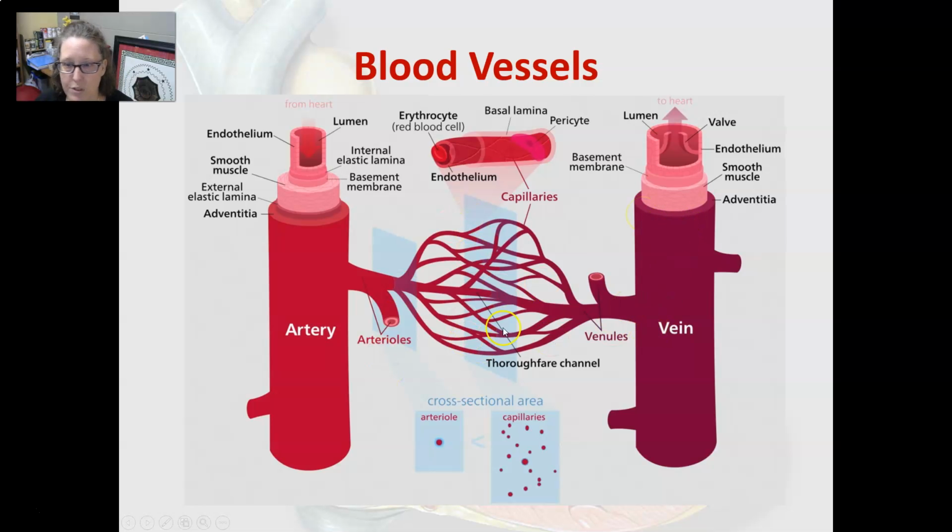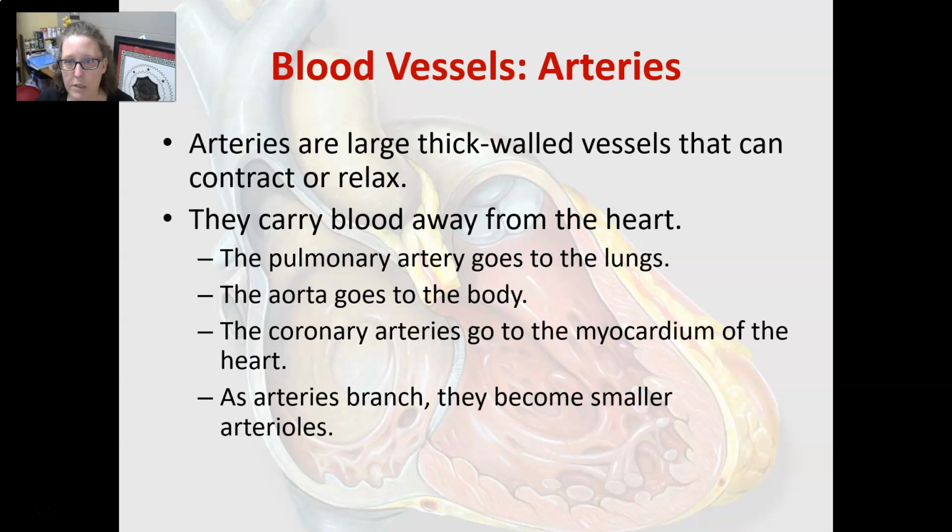And so some of it, of course, vein capillaries also have quite a bit of blood in them too. So let's talk about the arteries. So there are large, thick-walled vessels because they have more smooth muscle, and these have the ability to contract or relax. So they can change the diameter of that lumen to change the pressure. They carry blood away from the heart. So arteries carry blood away from the heart. AA. Arteries away from the heart.